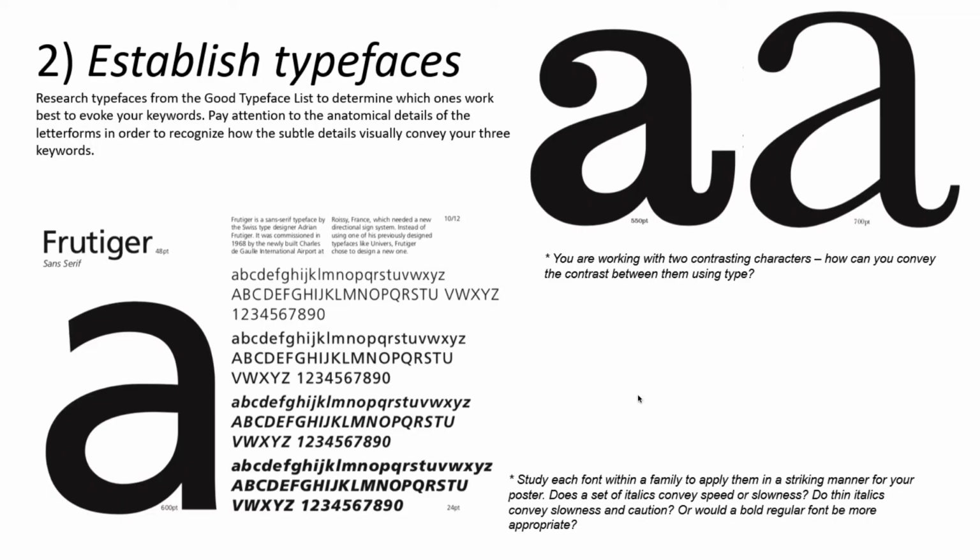Number 2, you're going to establish typefaces. Research typefaces from the Good Typeface list posted on iCollege underneath resources. You're going to look through them and find the 2 typefaces that best convey your characters. And pay attention to the anatomical details of the letterform in order to recognize how the subtle details visually convey your 3 key words. So, for example, this slab letter compared to this, you can already see that they're contrasting. You can already see 2 different characters amongst both of these letters.